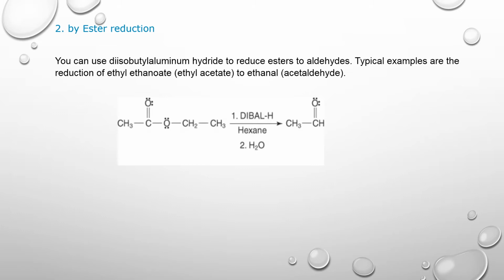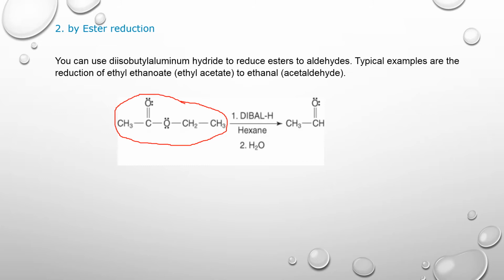Now let us move to ester reductions. We can use diisobutyl aluminum hydride to reduce the ester to aldehyde. A typical example is the reduction of ethyl ethanoate, or ethyl acetate. This one is ethyl acetate. It is reduced in the presence of diisobutyl aluminum hydride, with hexane as the solvent. In hexane itself it undergoes reduction.